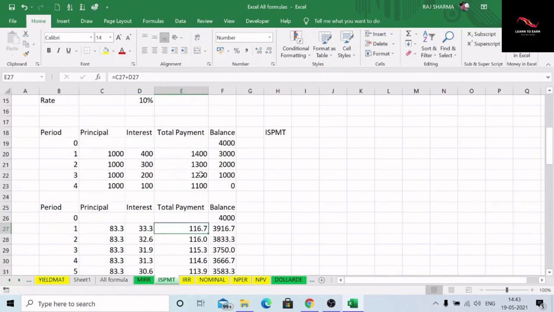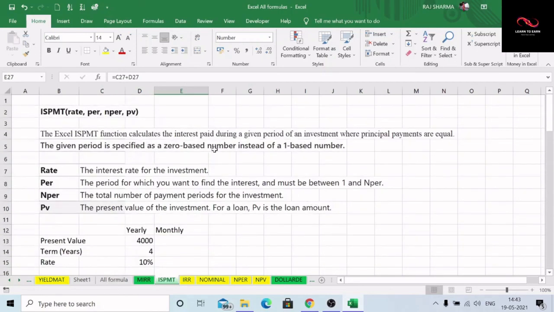So you can see this is a very easy formula and you can calculate the interest for the period using this formula very easily.